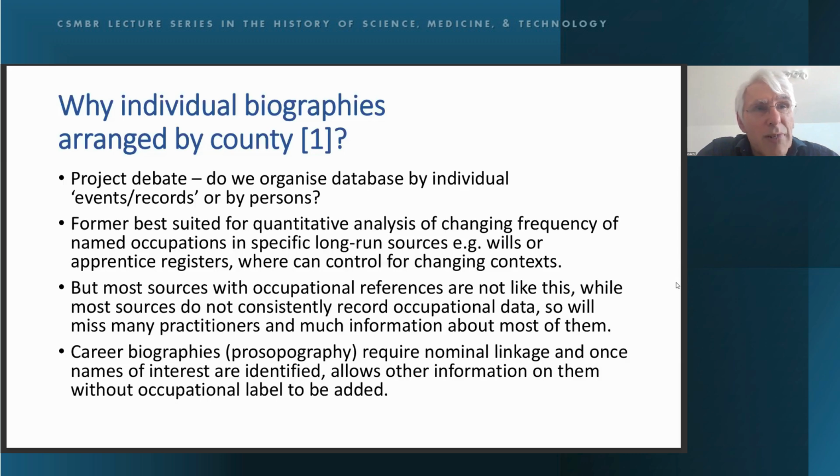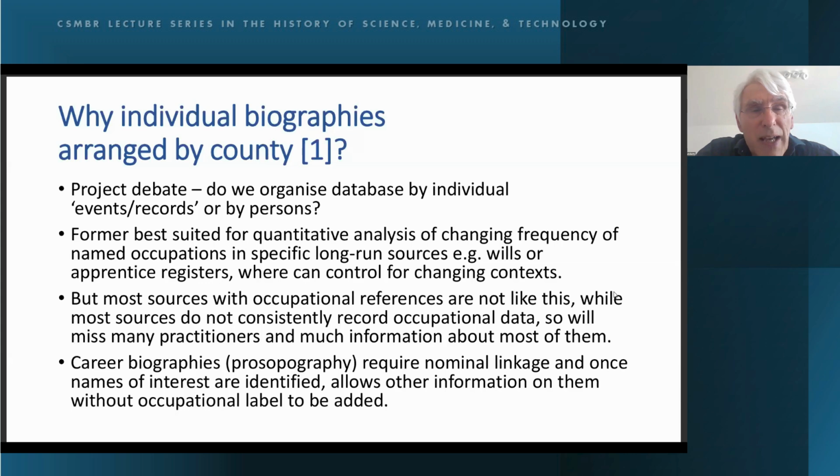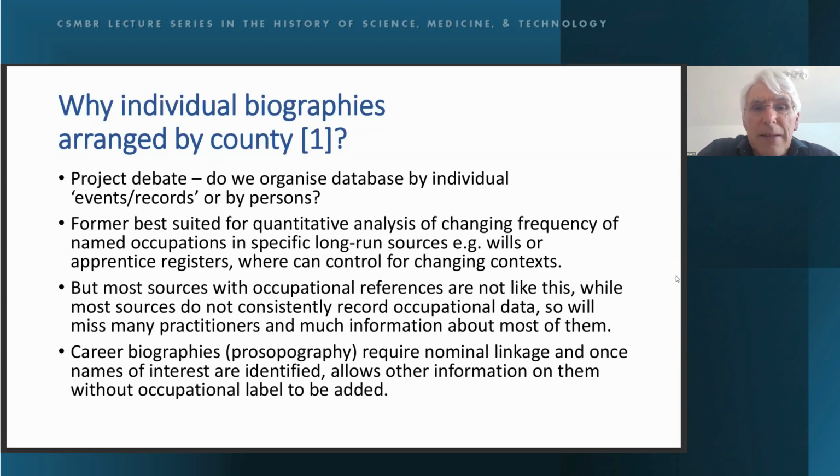Furthermore, most of the sources that one can potentially draw upon to identify people do not consistently record occupational data, and or the people who calendared, indexed them, or made them available have not consistently encoded occupational data. So that there may be a number of entries that make it clear that Joe Smith was a barber surgeon, but there will also be many other entries for the same Joe Smith that do not contain that information in them. So if we only focus on sources that have consistent occupational data, we will not only miss many references to practitioners, but it will also miss much of the information that we could potentially collect about those practitioners in order to construct career biographies.